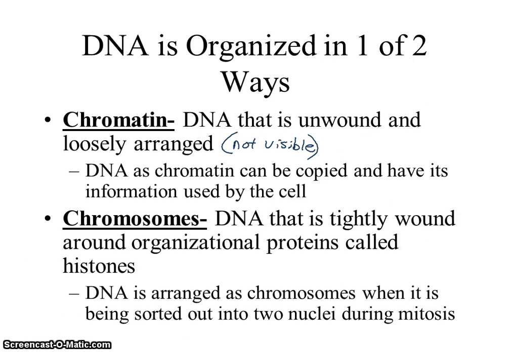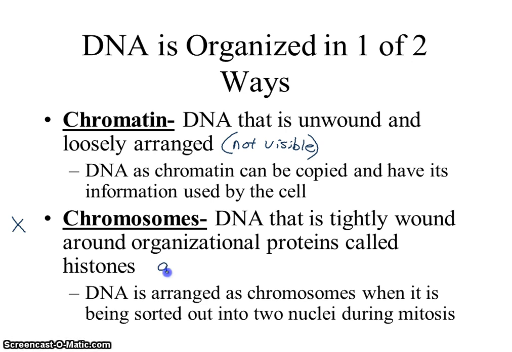The other way that DNA can be organized is as chromosomes. Chromosomes are what you typically see when you talk about DNA in middle school. You may have seen them as little X's, okay? That's DNA that is tightly wound, and it gets wound up around these little proteins called histones. When DNA is arranged as chromosomes, it's not being used. Its information is not being read. It's not being copied. The DNA is being sorted out into two nuclei during the mitosis part of the cell cycle, that prophase, metaphase, anaphase, telophase.